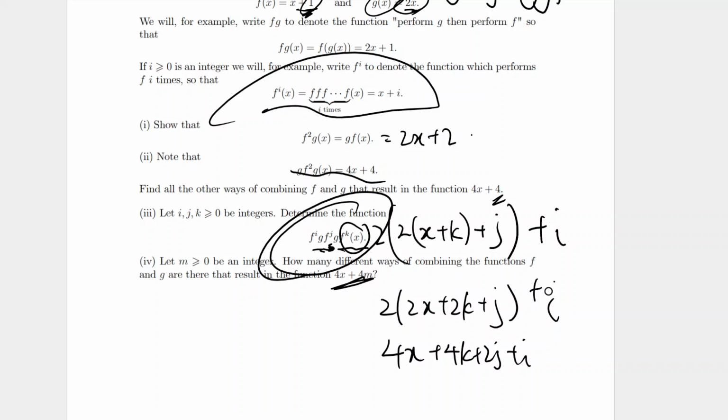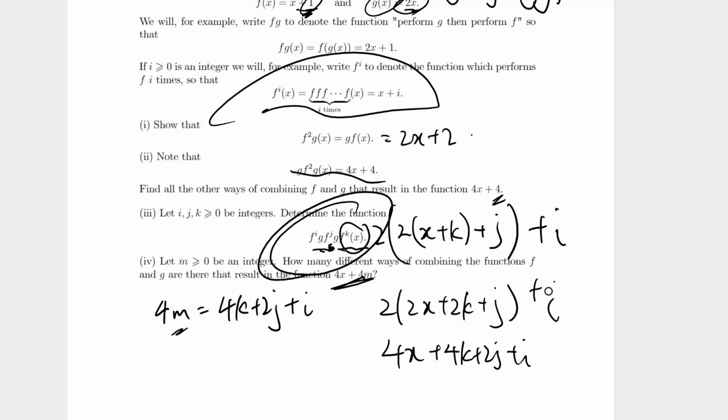This 4x plus 4k plus 2j plus I. So essentially what I need is 4m has to be equivalent to what? 4m is equivalent to 4k plus 2j plus I. Okay. So now the question becomes, how do I choose m? The question becomes, how do I choose m properly?